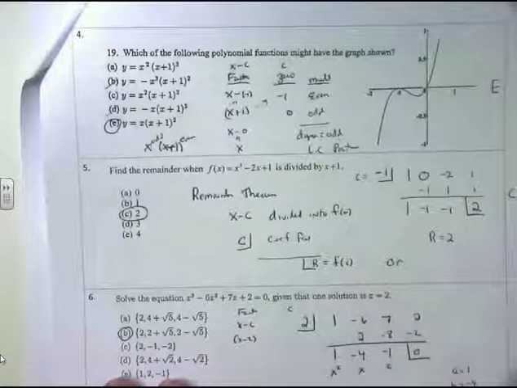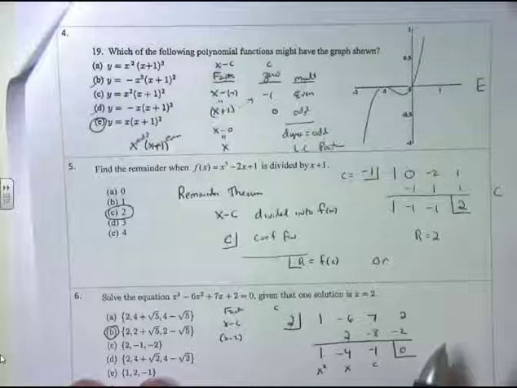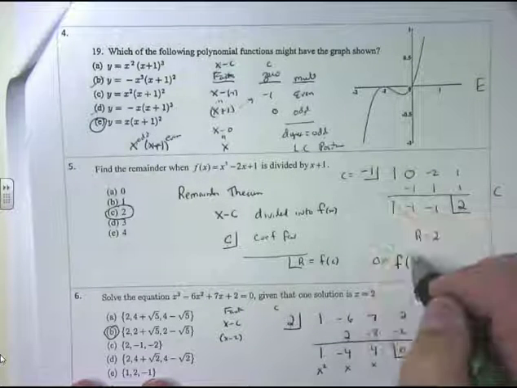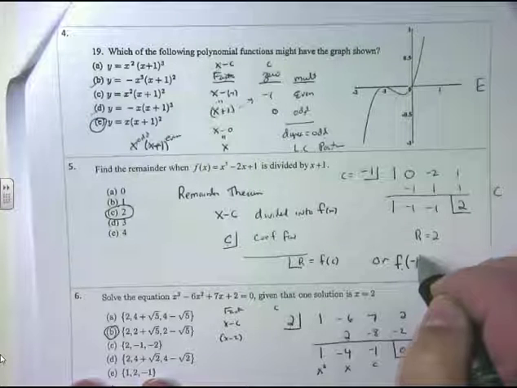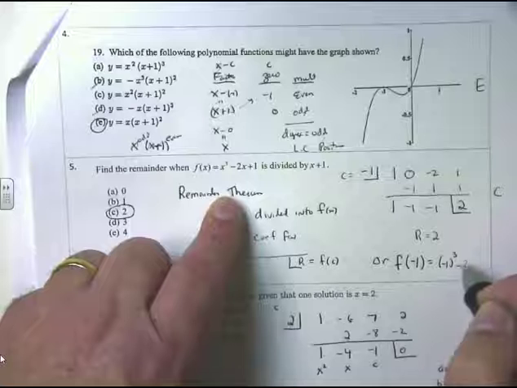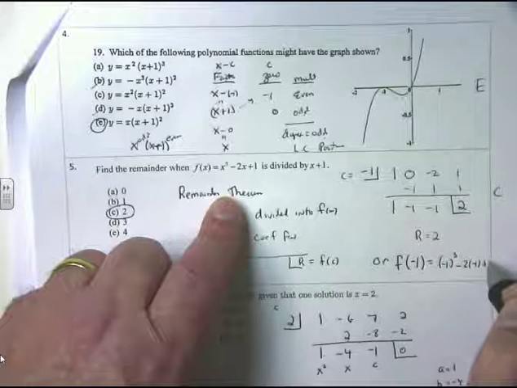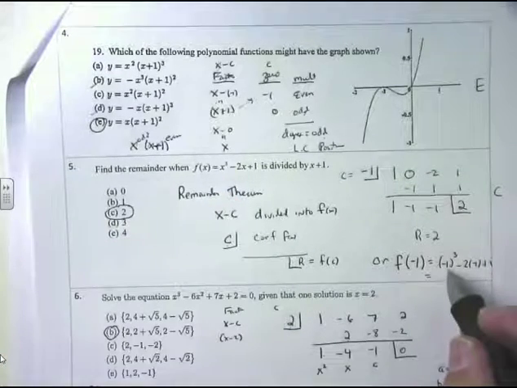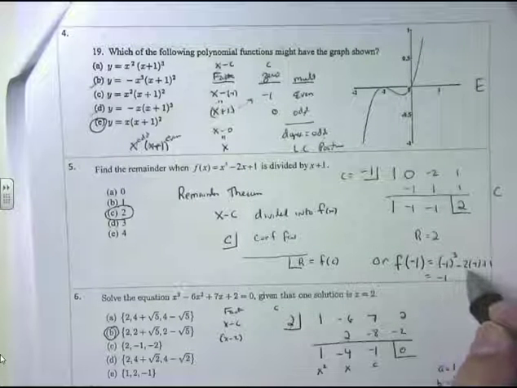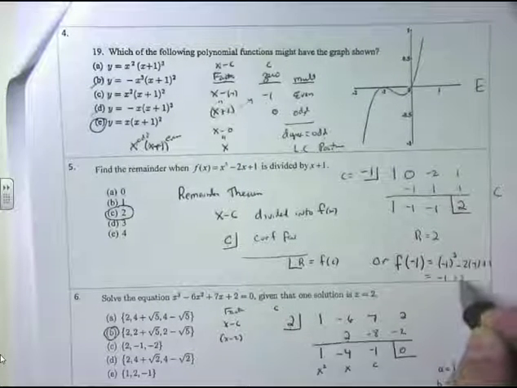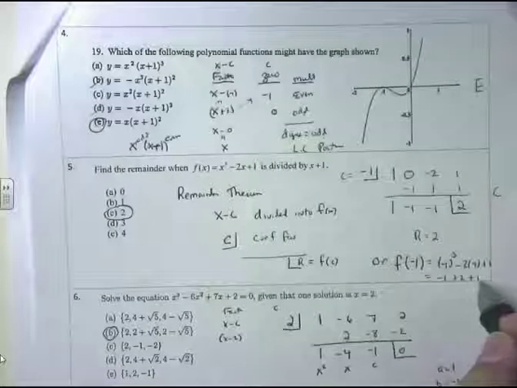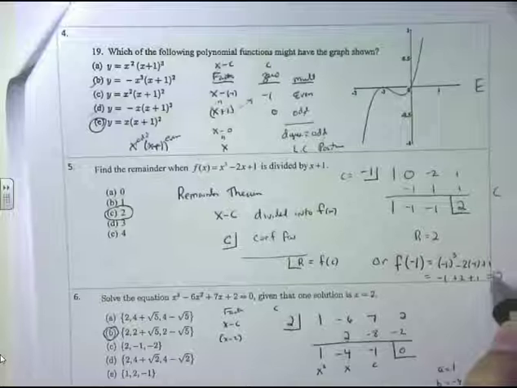Or another way I could have done this, if the synthetic division is too bad, is just do this. Take f of your c value. Our c value is negative 1. And that would be negative 1 cubed minus 2 times negative 1 plus 1. Let's crunch some numbers. Negative 1 cubed, negative 1 times negative 1 times negative 1 is negative 1. Negative 2 times negative 1 is a plus 2. And plus 1. Negative 1 plus 2 is 1, plus 1 is 2.